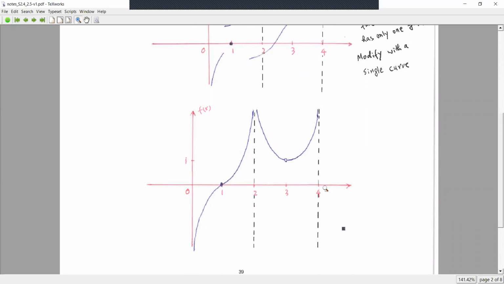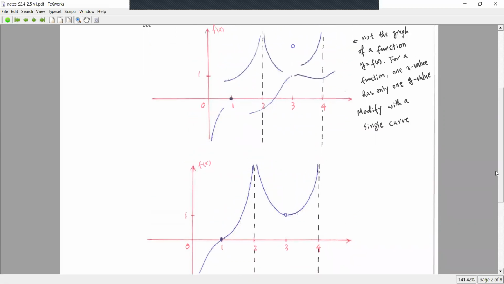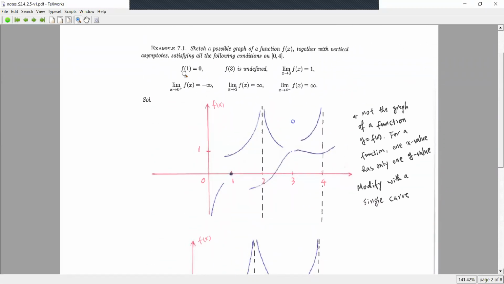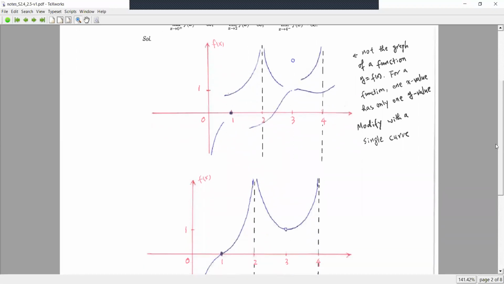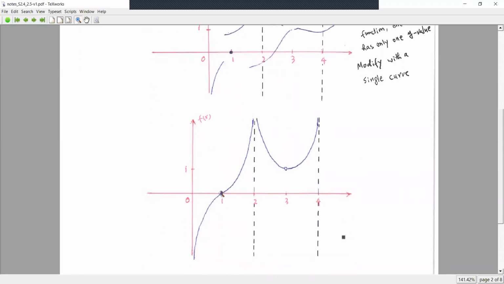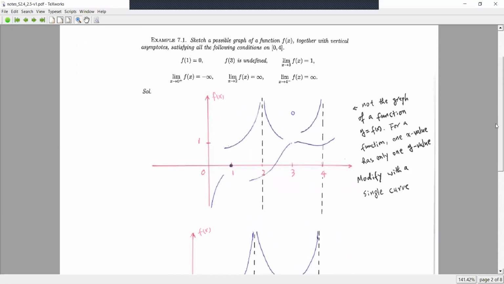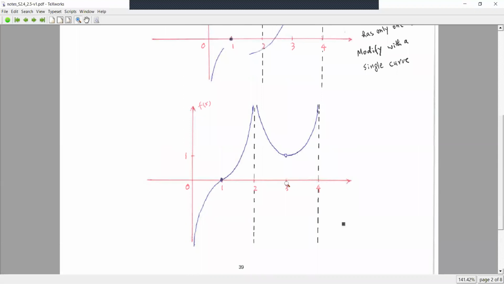Now let me double check with the conditions. Condition 1, function value at 1 is 0. When x is 1, function is 0. This point, the height is 0. Correct. Condition 2, function at 3 is undefined. At 3, no solid point, only an open point.